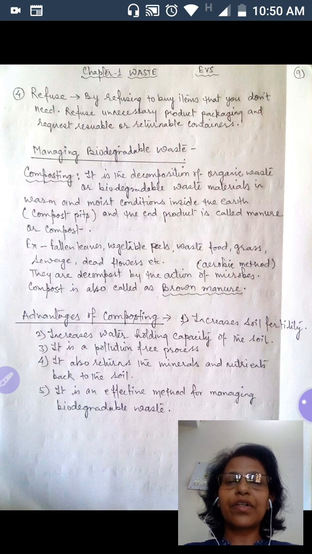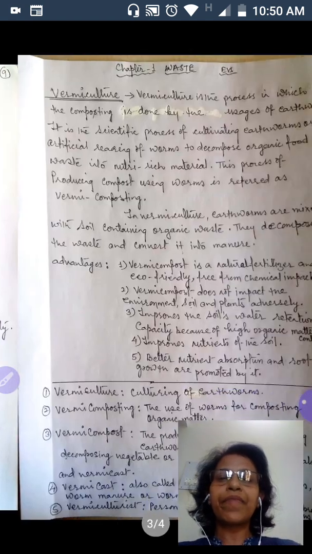Now, we have also learned about the advantages. Basically, this is the most important method to increase soil fertility and water holding capacity, and it also returns the minerals and nutrients back to the soil. Composting is a very effective method for managing biodegradable waste.